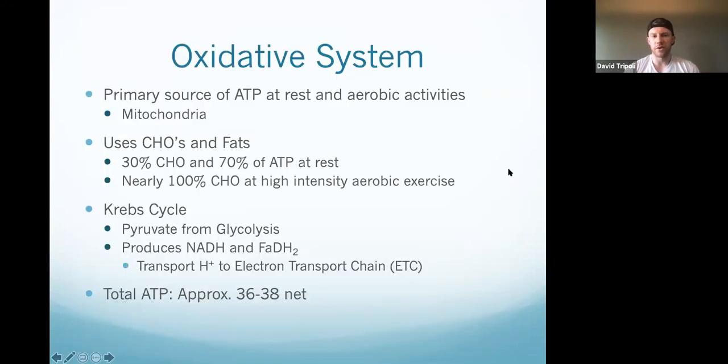And then the oxidative system. It's the primary source of ATP when we're at rest or for aerobic activities. Mitochondria is essential in this. That's where the Krebs cycle takes place. It uses mostly carbohydrates and fats. At rest, that's where fat can be used as an energy source, especially if you're not snacking all the time. So if you let your body, I use the term fasting or time restricted feeding, which includes sleep, your body's going to use the fat stores as energy, or it can.